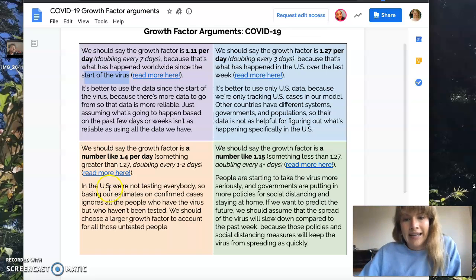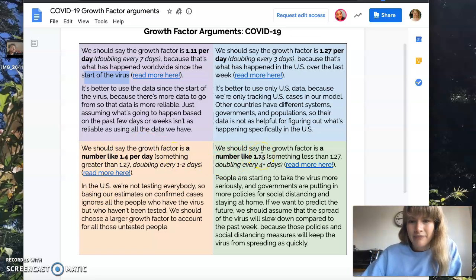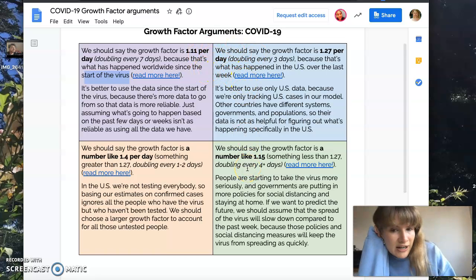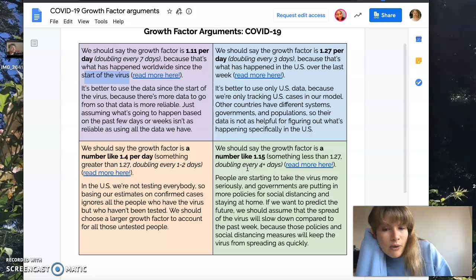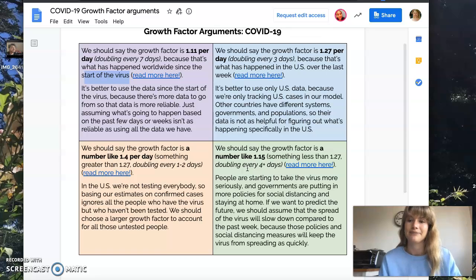The last one is 1.15. So it's kind of between the first two. And it says people are starting to take the virus more seriously and governments are putting in more policies for social distancing and staying at home. If we want to predict the future, we should assume that the spread of the virus will slow down compared to the past week because those policies and social distancing measures will keep the virus from spreading as quickly.